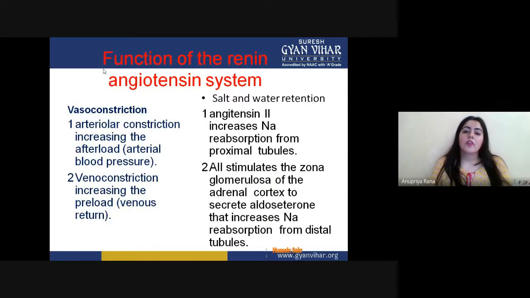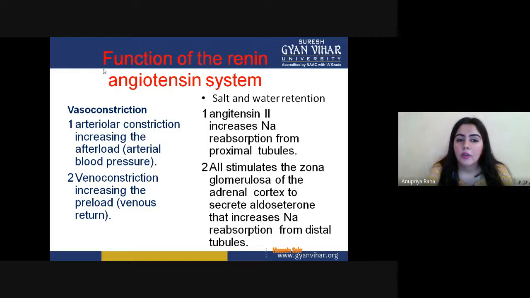Now, the function of the renin-angiotensin system. What are the functions performed inside this renin-angiotensin system? There are two types of things. The very first is vasoconstriction. So what happens in the case of vasoconstriction?